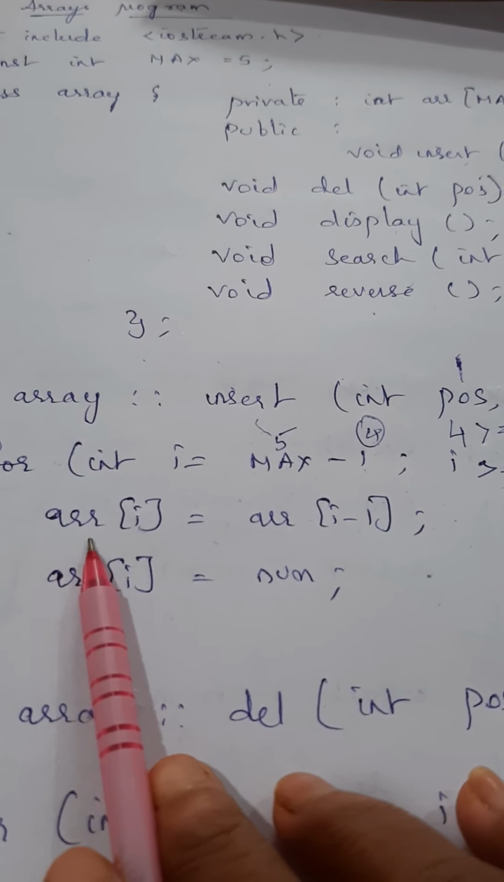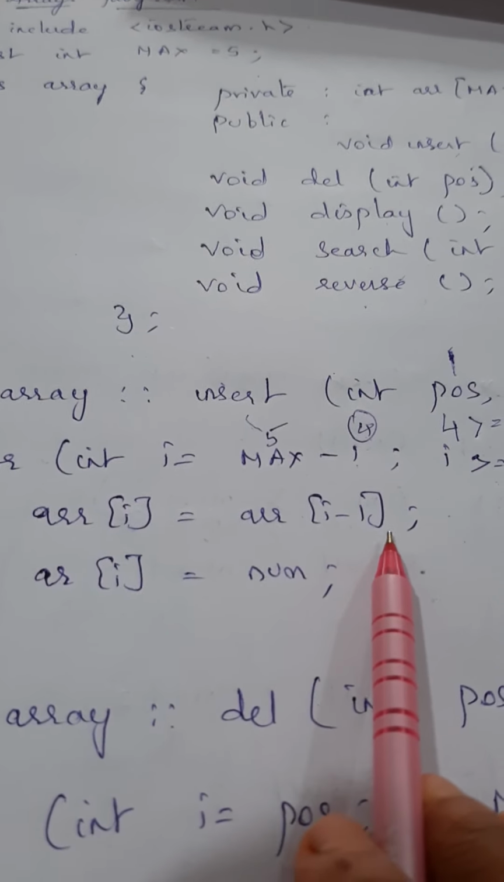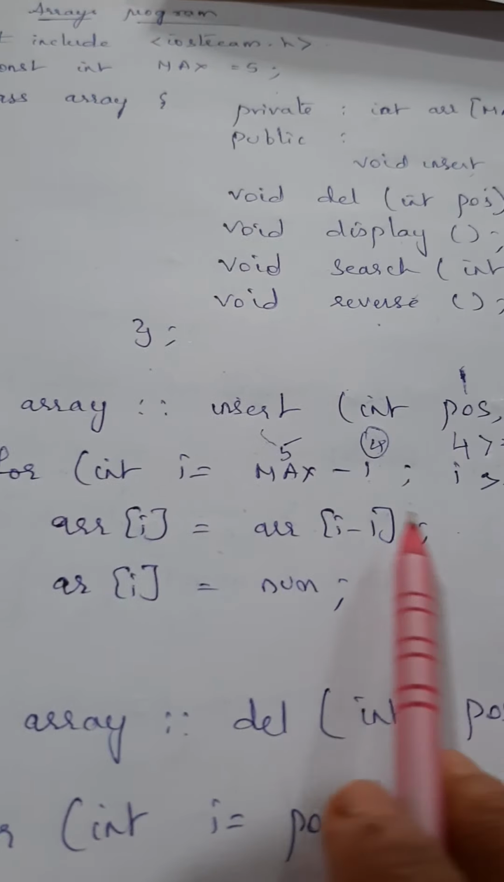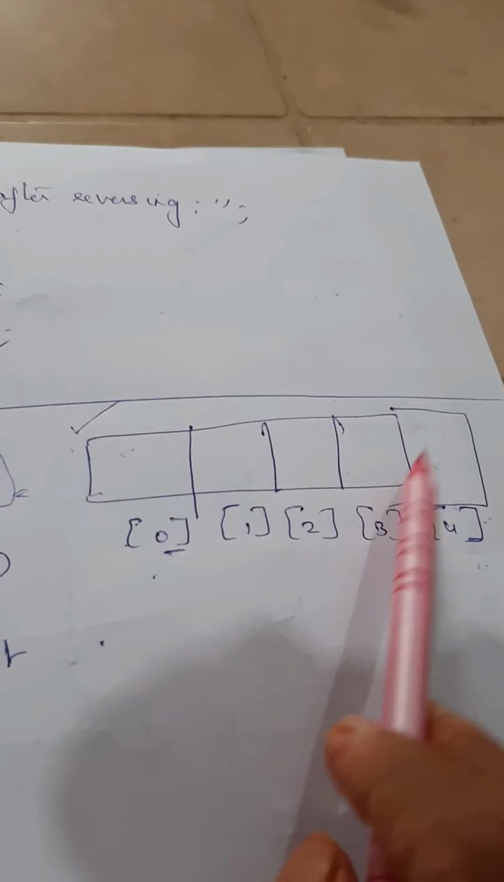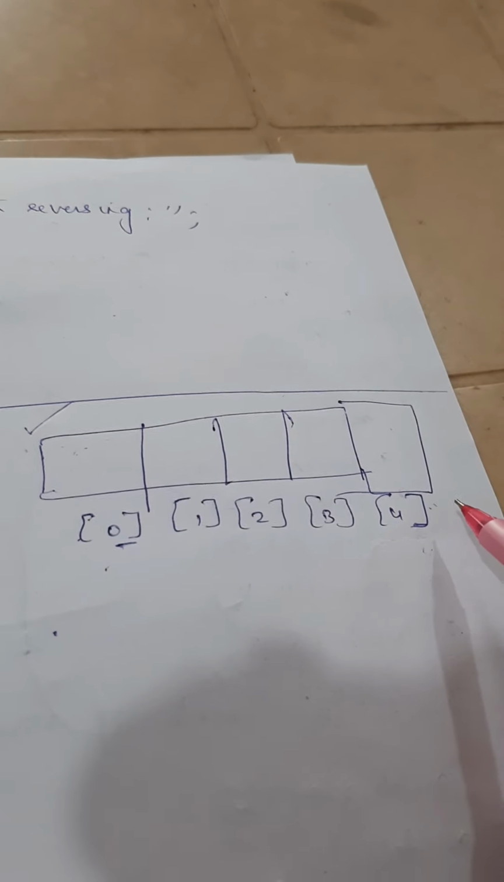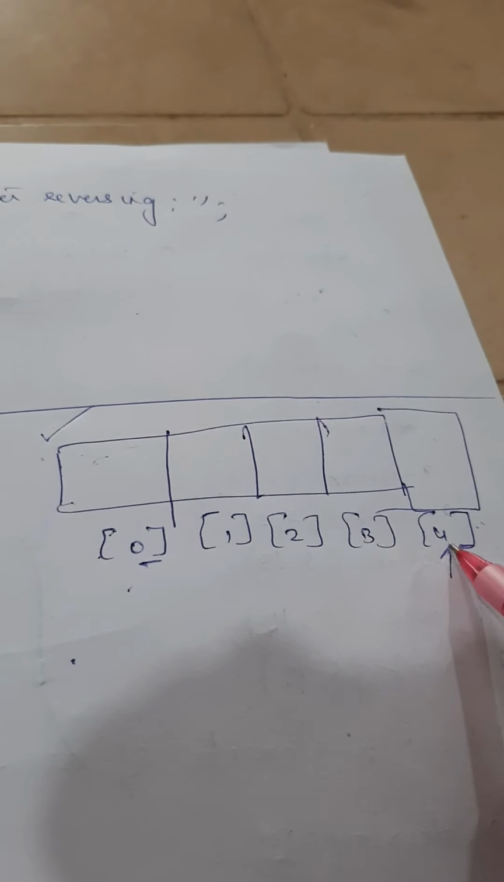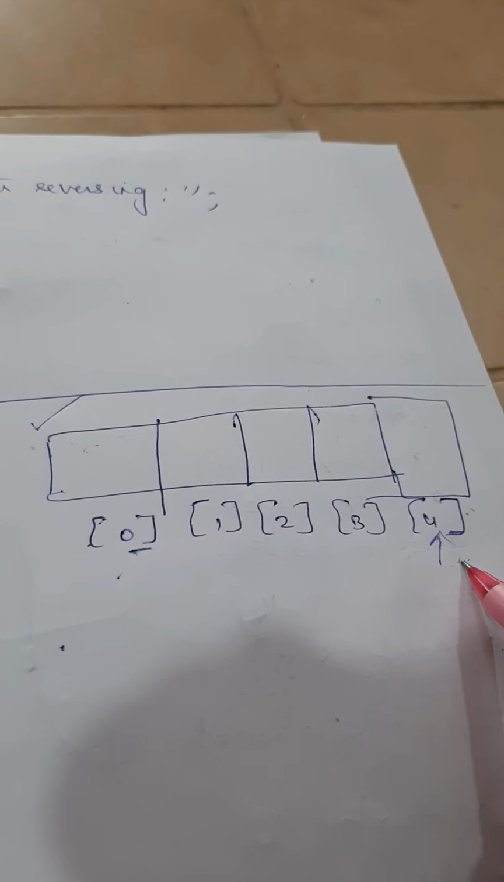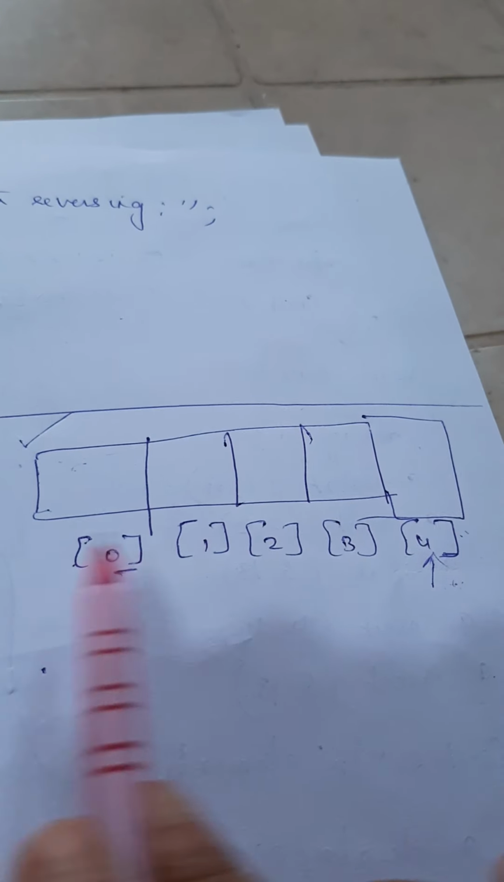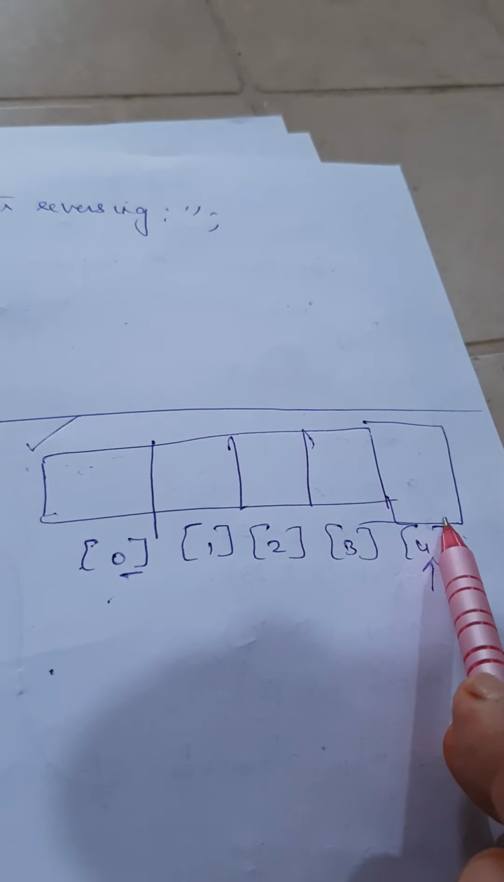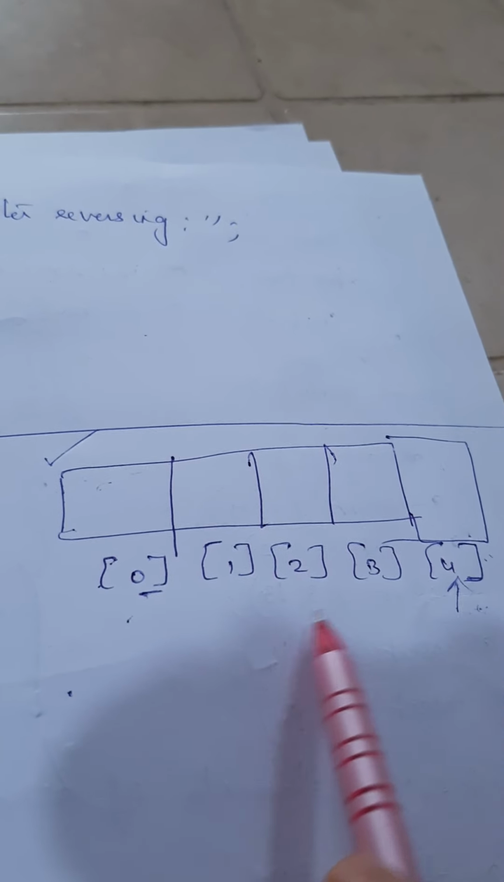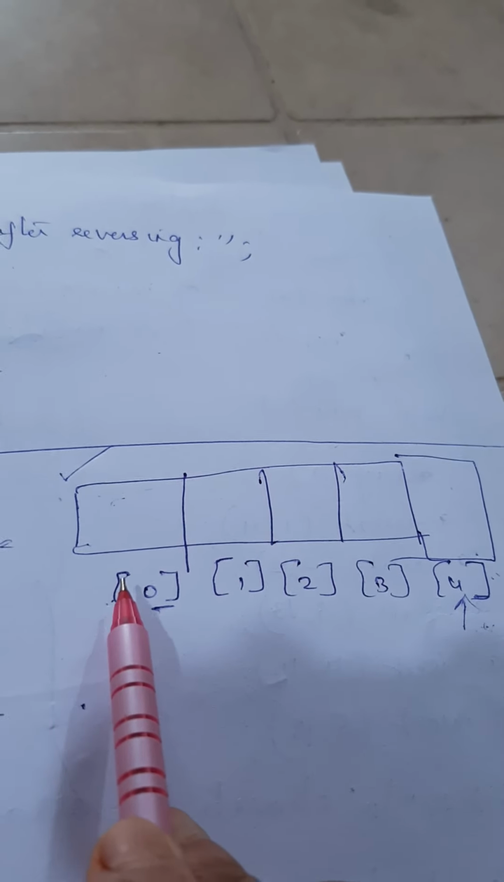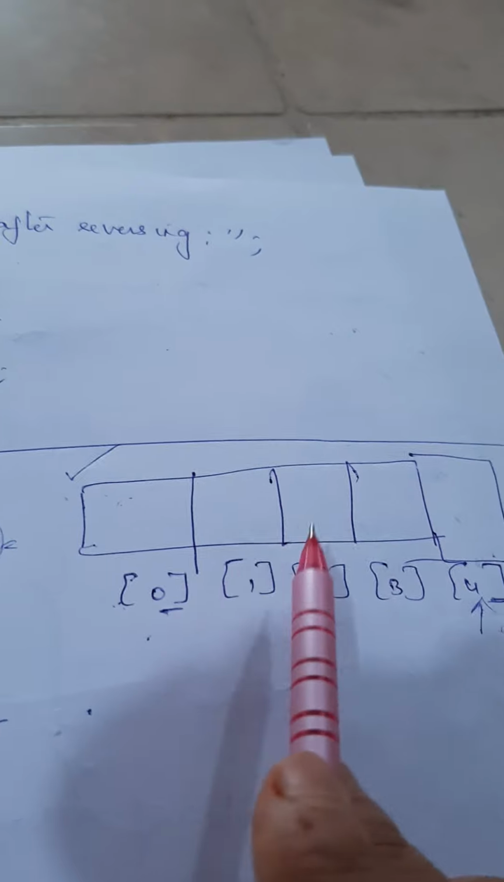What I am doing here: array of I is equal to array of I minus 1. It means we have to decrement the values. Why? Because when you see the location here, initially your cursor will be positioned here, because the array is created completely and the cursor is positioned at the last element. So you have to come back to the first element, that is the 0th position, and start entering the values in each and every position.